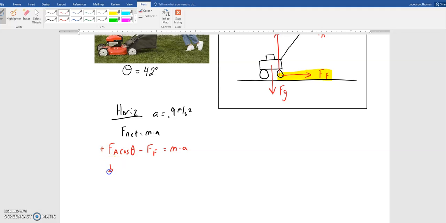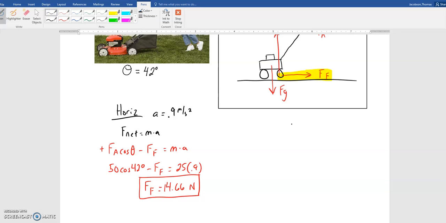So the applied force is 50 newtons. Then it's going to be cosine of 42 degrees, subtract off friction, which we don't know. The mass is 25 up in the problem, and our acceleration is 0.9. So if you do 25 times 0.9, and you subtract off 50 times the cosine of 42, and then basically divide both sides by -1, we should get a friction force equal to 14.66 newtons.